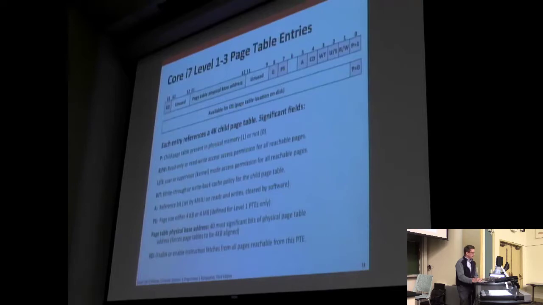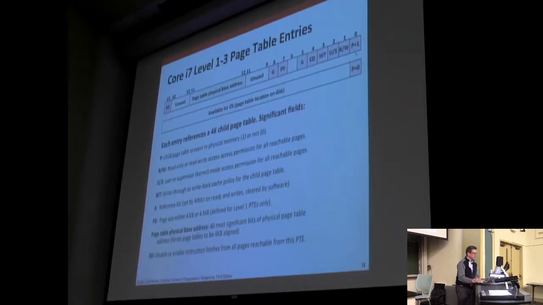Now, the page table entries in Intel systems have the following structure. You can see that for the level 1 through 3 pages, remember that a page table entry points to the address of the next level page table. So the level 1 PTE contains the base address, the physical address of the level 2 table, and so on.